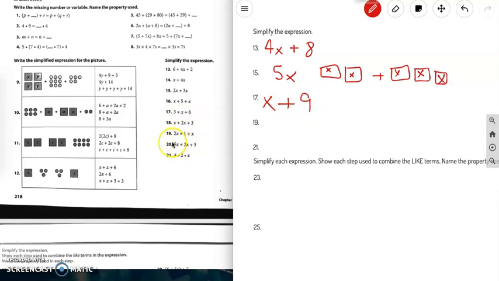Number 19, 2x plus 1 plus x. So we got 2x plus 1x. So if you just see a regular x, that means there's 1x. So there's one of these guys. So number 19, 1x plus 2x is 3x. And then we have our number here, which is 1.